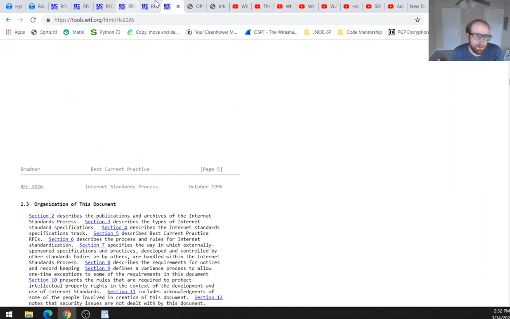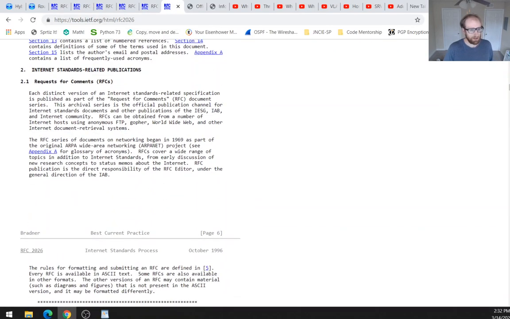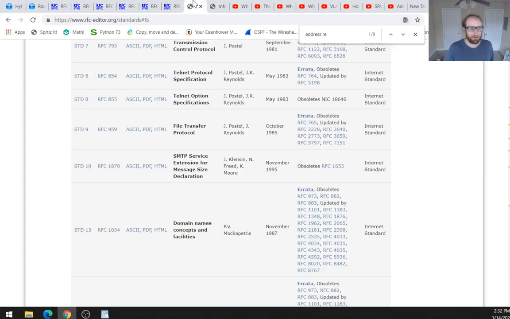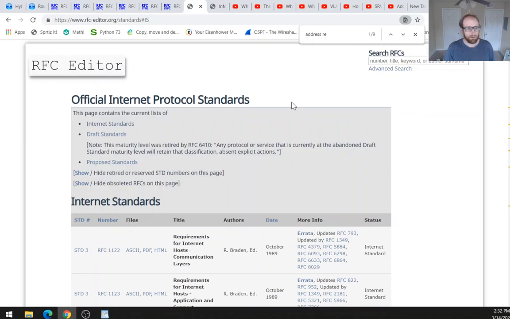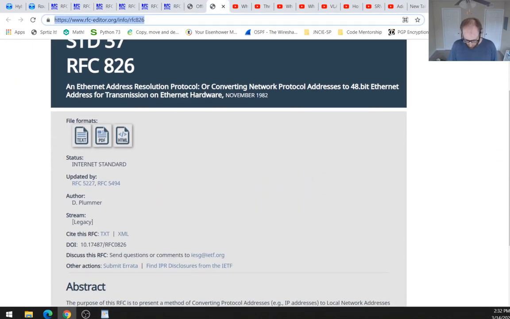Cool. All right. But this is not that. This is an informational RFC. It's not an Internet standard. I wonder if there's informational ones. What's an informational RFC?